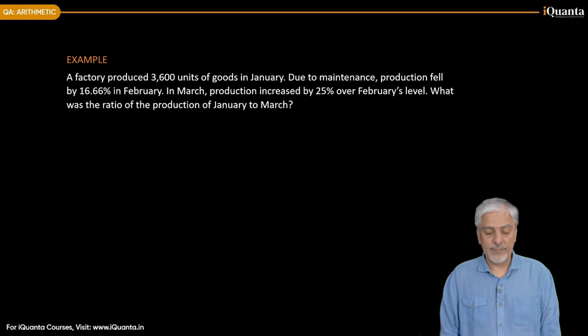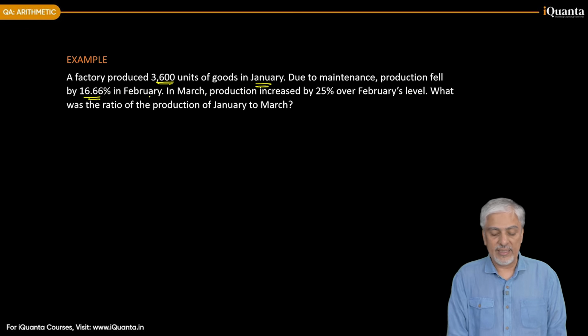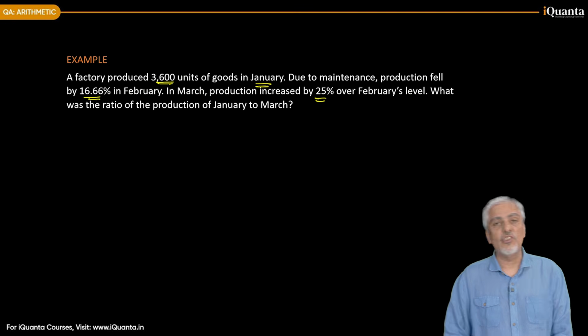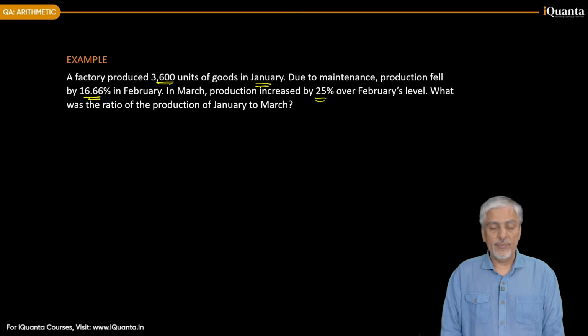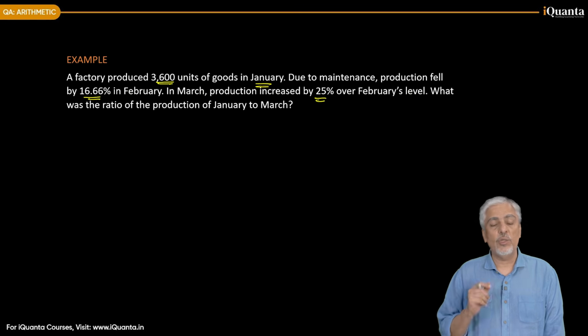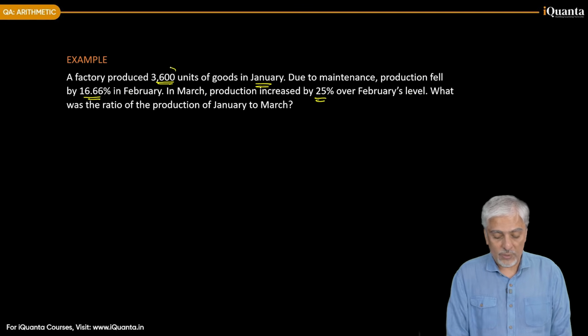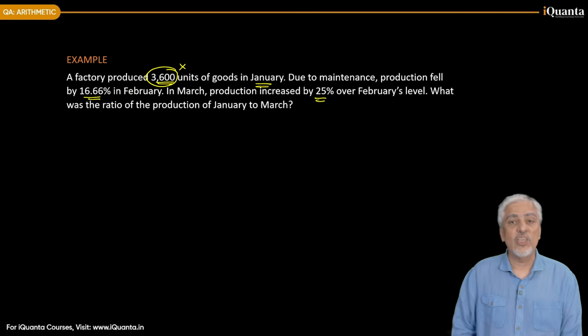Let's take some examples. A factory produces 3,600 units of goods in January. Due to maintenance, production level fell by 16.66% in February. In March, the production increased by 25% over the February level. What was the ratio of the production of Jan to March? Now, the question asked has a final answer as a ratio. Whenever you look at such questions, ask what is the final question asked. If it is asked in terms of percentage or ratios, this value becomes useless. There is no need to take this value. Why work unnecessarily with a very large value?